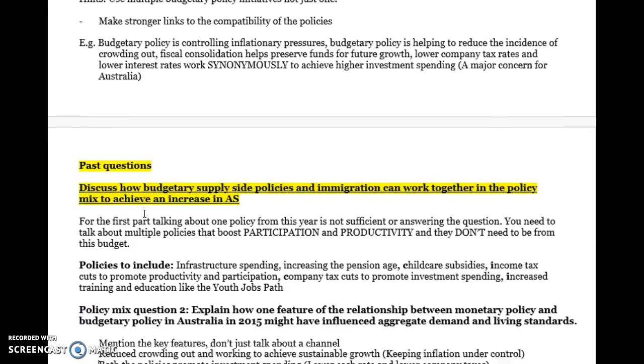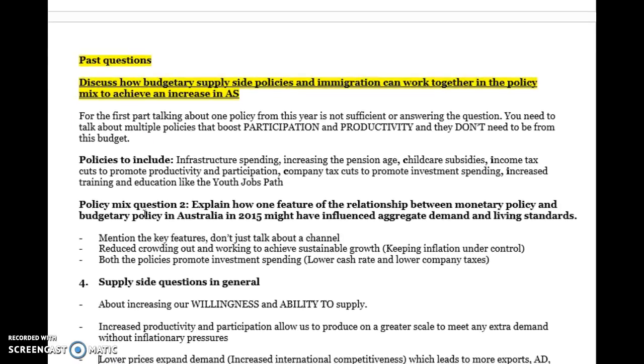The question was in the 2013 exam, and it says: discuss how budgetary supply-side policies and immigration can work together in the policy mix to achieve an increase in aggregate supply. What most people are doing is just choosing one budgetary supply-side policy from this year and talking about that, and then that's it. That's not really what the question's asking. You don't even need to mention this year's budget because it's not in the question.